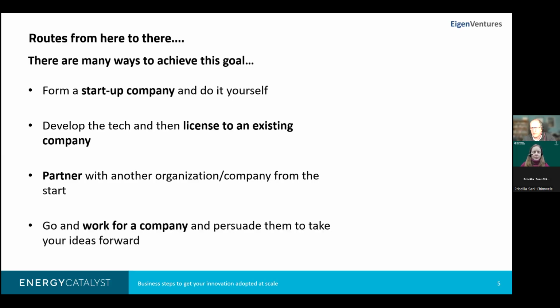And the last option, your students. You're at university at the moment. You might just want to get a job with a company, but one route to achieve your aims is to take your idea with you to your employer and try and persuade them to take it on with you. So lots of different options.